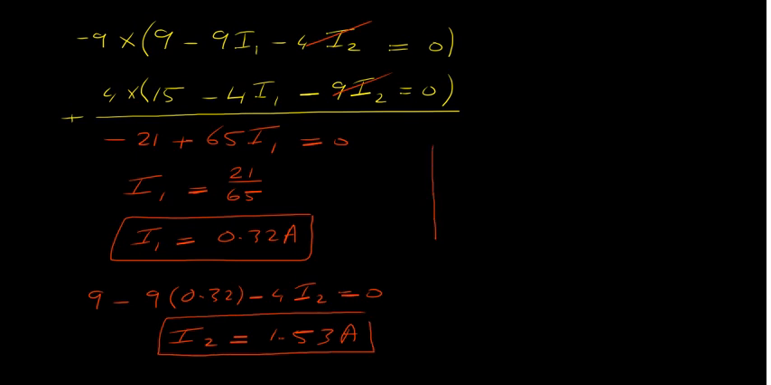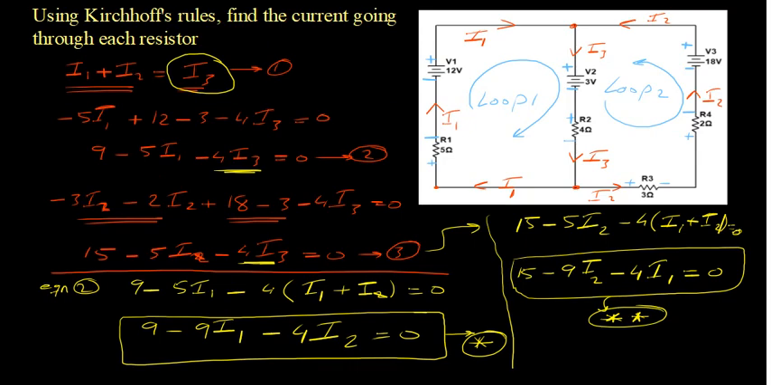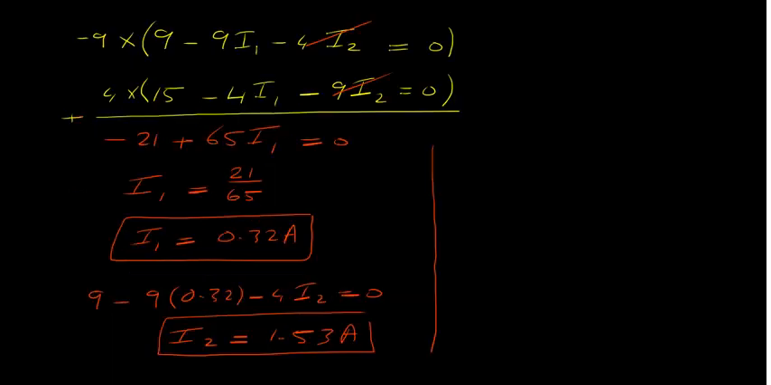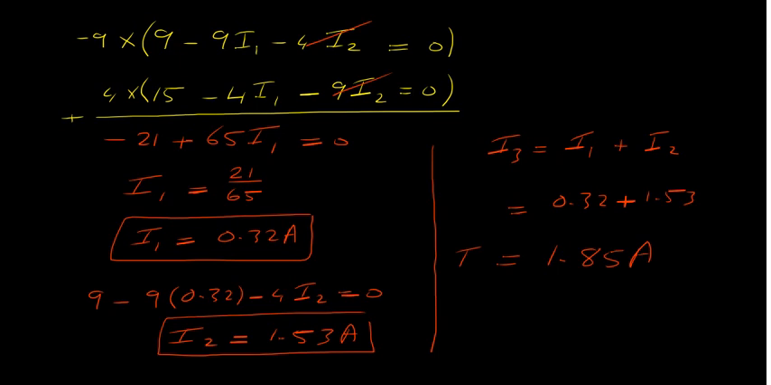Now we don't know the third current yet, but we have the junction rule equation. So if we go a step back, the junction rule equation, the first one, the summation of current 1 and current 2 should give me current 3. Okay, that means I3 is I1 plus I2. You just add them up. It's 0.32 plus 1.53, and that will give you 1.85 ampere. That will be our value for the third current going through the circuit.